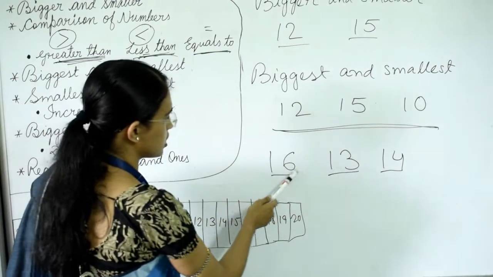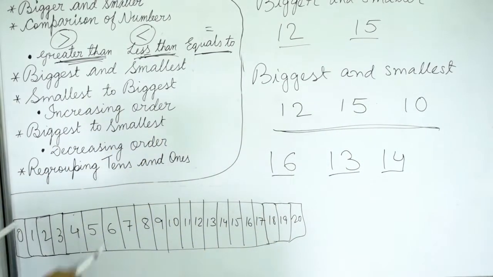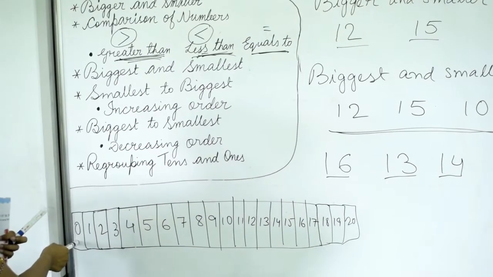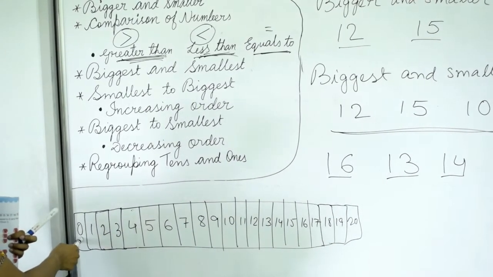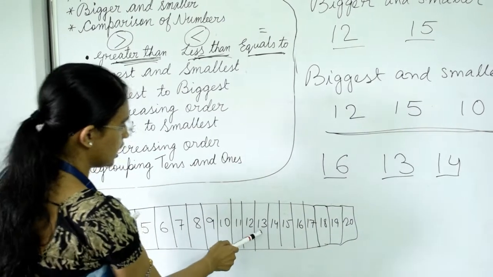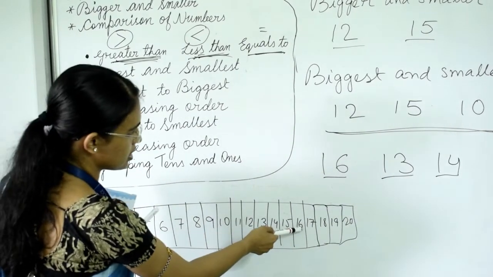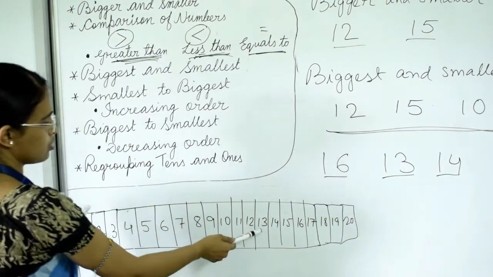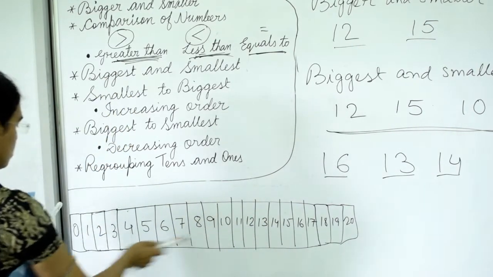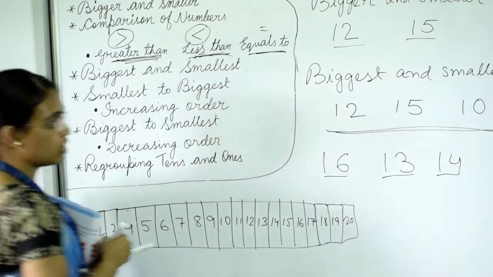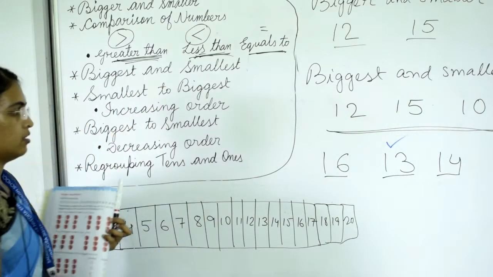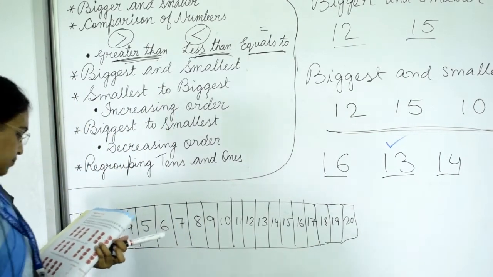What are the 3 numbers? 16, 13 and 14. Now we have to find out which among these 3 numbers is near to 0. If you count from 0, which number comes first? 13. 13, then 14, then 16. So which is the smallest number, the one which is near to 0? 13. So the smallest number is 13. So you have to take the smallest number, that is 13.